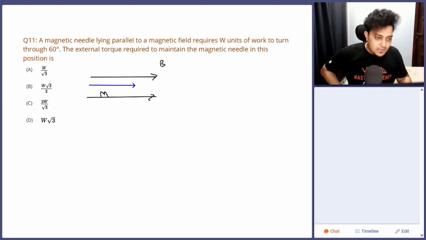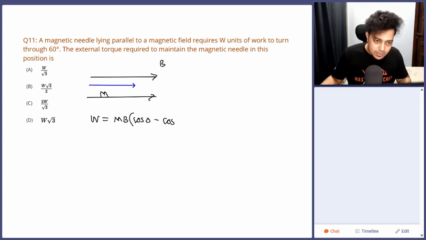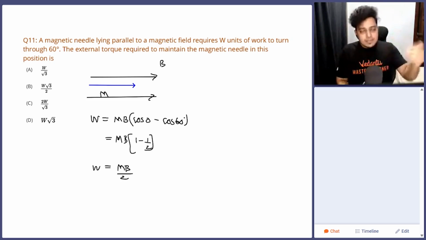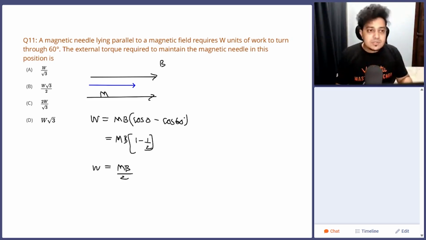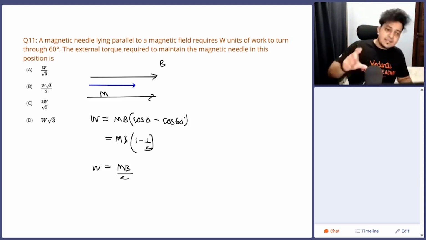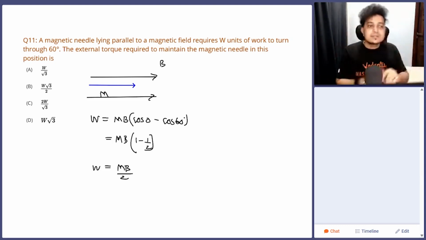So let's calculate that work. How much work do we need to do? Work done in this case will be equal to magnetic moment into magnetic field, cos of theta 1, that is the initial angle, which is 0, minus cos of theta 2, which is 60 degrees. So M into B, cos 0 is 1, cos 60 is half. So this is W. They have defined W in the first line, and now we need to solve the question. W was just to tell you what W is. W is the work done to rotate the magnetic needle lying in the magnetic field by 60 degrees. This is not what we have to calculate. We have to calculate something else, and that is in the next statement.